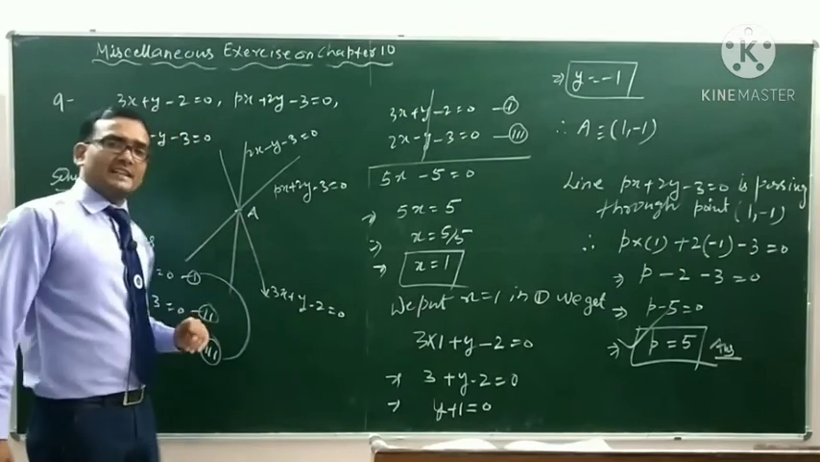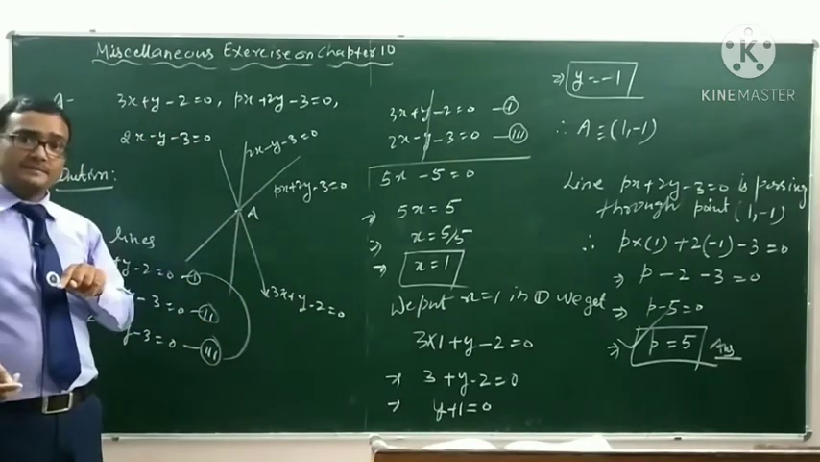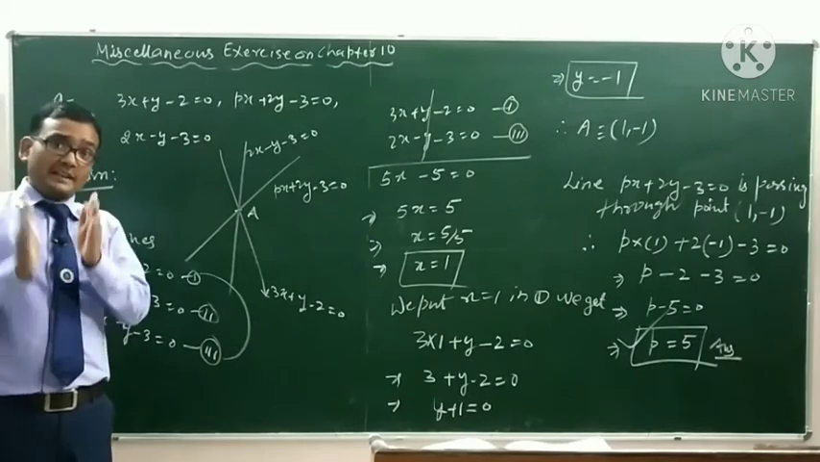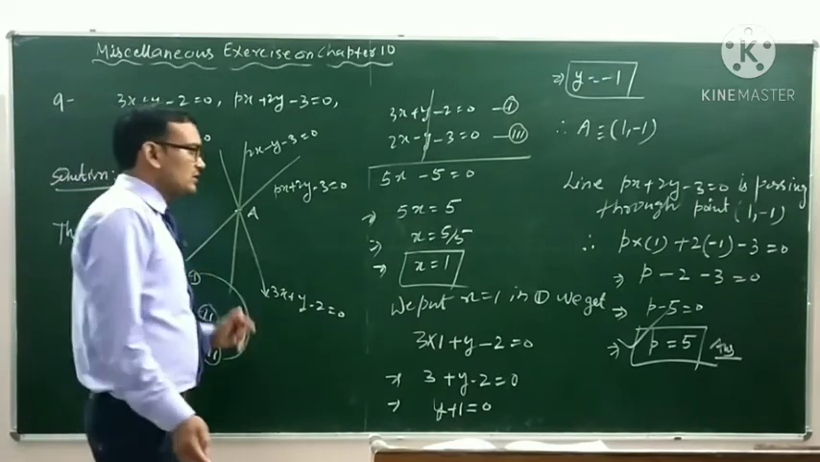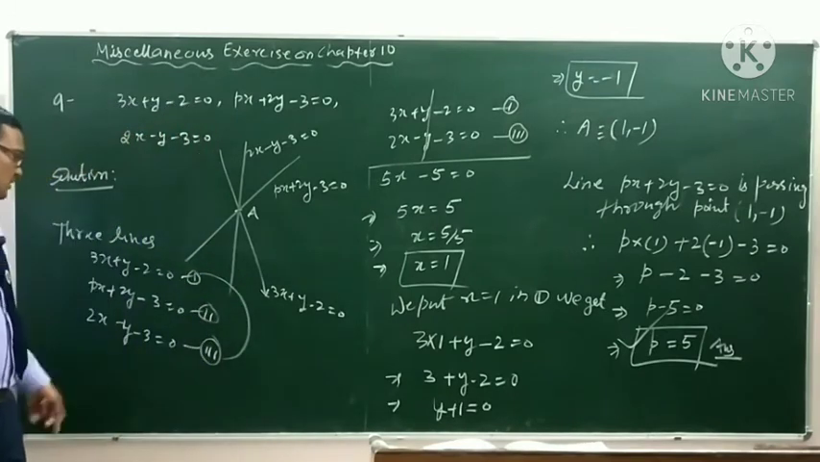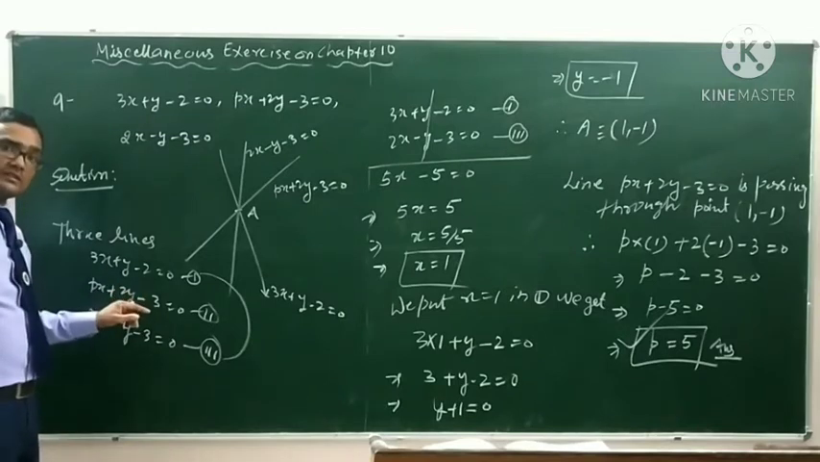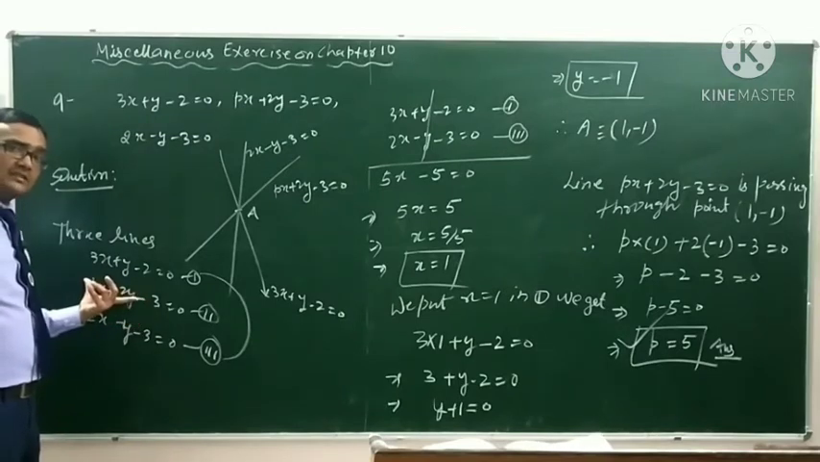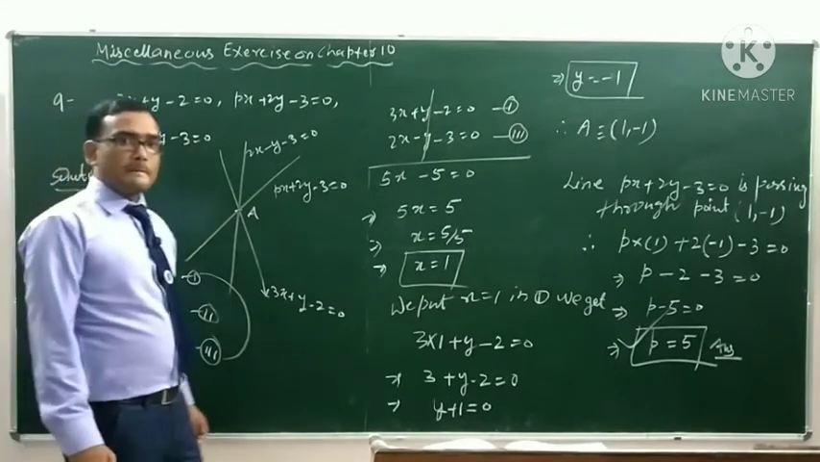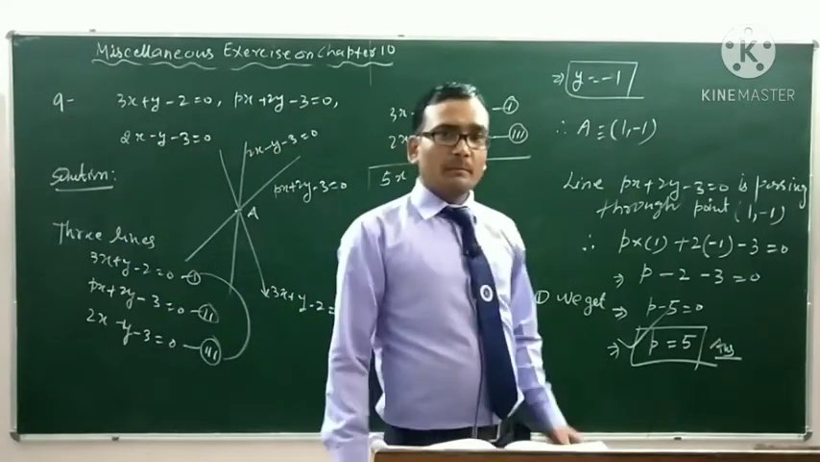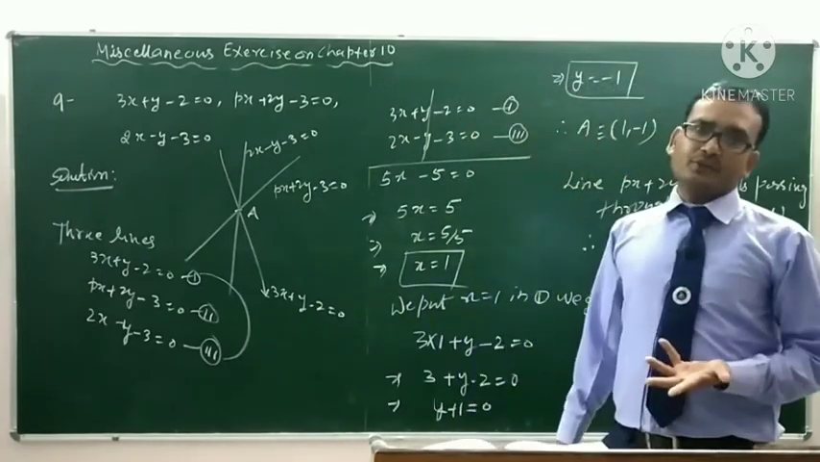and the second line is also passing through this point A. That means point A satisfies the line. Then we put x equal to 1 and y equal to minus 1 in the second, and we find the value of p equal to 5, which is your answer.